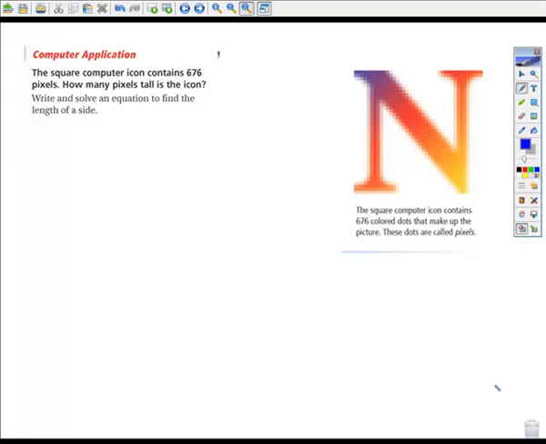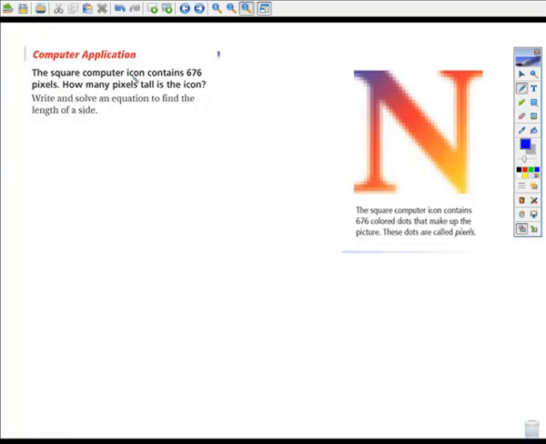And I believe this is the last one. It's a computer application. The square computer icon contains 676 pixels. How many pixels tall is an icon? You probably know this. I'm a little old school, so pixels are still new to me, but these are little squares up here. So the little colored dots make up the picture, and the dots are called the pixels.